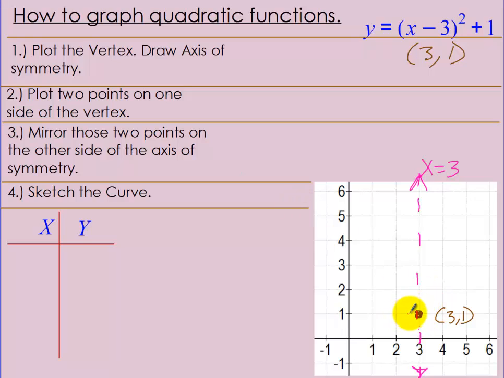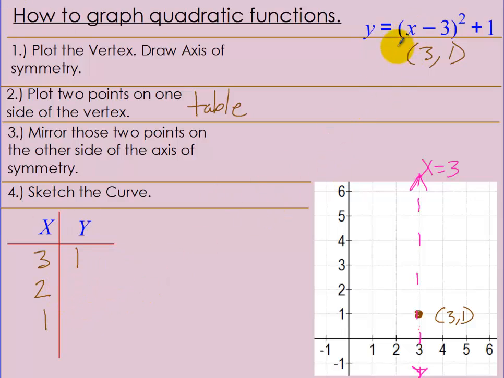This next step is I want to plot 2 points on one side of the vertex. So I'm going to just pick 2 points. I'll choose the left side of the vertex. So the way you want to do this is use a table. So I'm going to use this table below. I've already plotted 1 point, which is going to be my vertex 3, 1. So I want to pick 2 values to the left. I'm going to choose 2 and 1 for x. And now I've got to figure out what the corresponding y's would be. So to figure out those, you plug it into the equation.